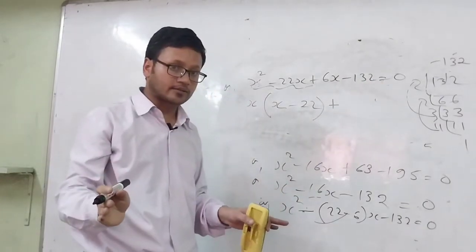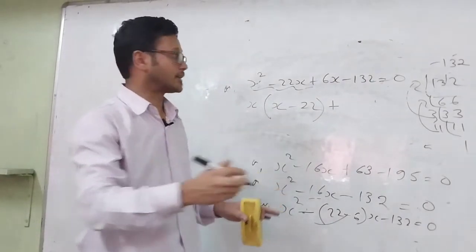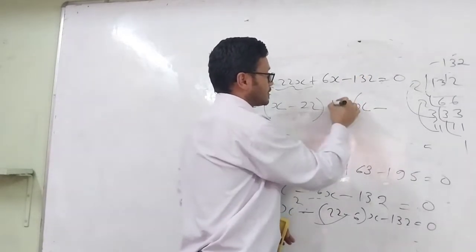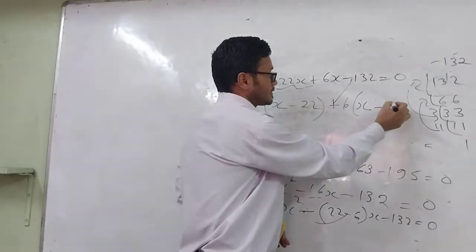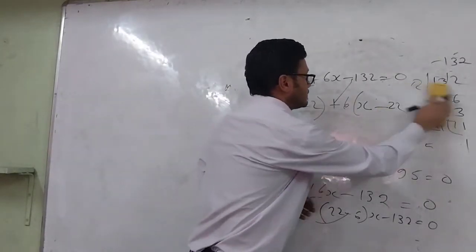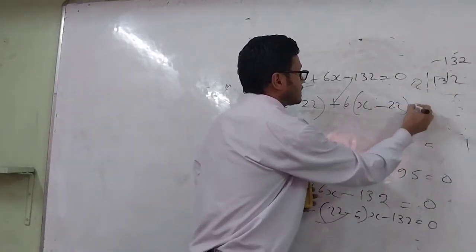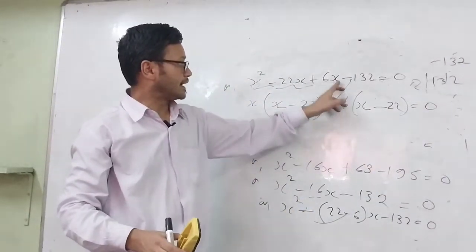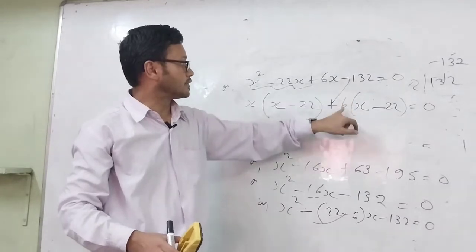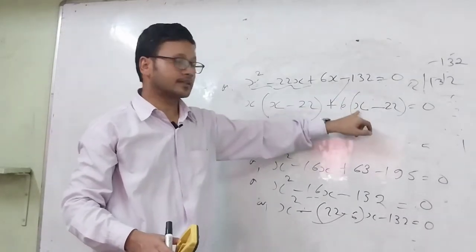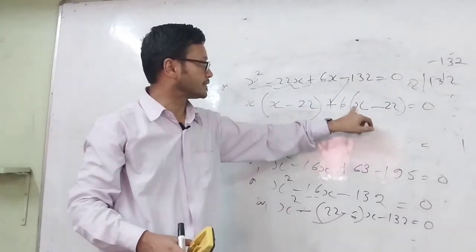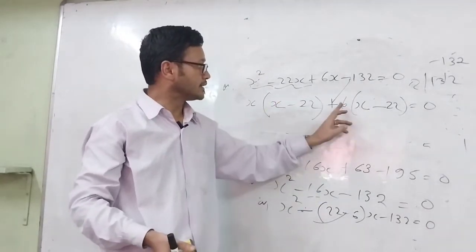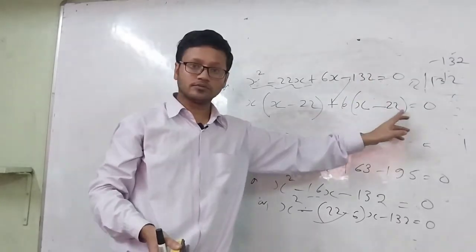You cannot take x as a common, but 6 you can take as a common. Plus into minus, minus, then 6 22s are 132 equals 0. Now see again, plus 6x, we have taken the 6 only as common, so there is only 1x, write x. Understood? No need to write 6 here, because 6 is already common. Use the bracket, then plus into minus, minus 6 22s are 132 equals 0.